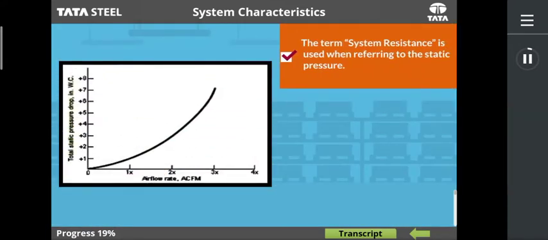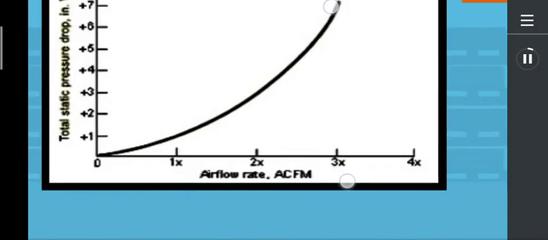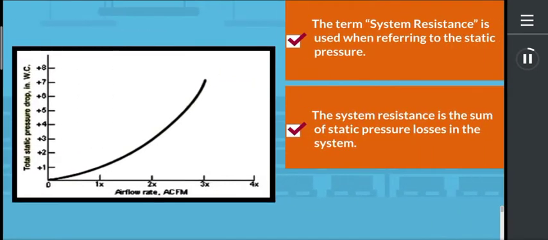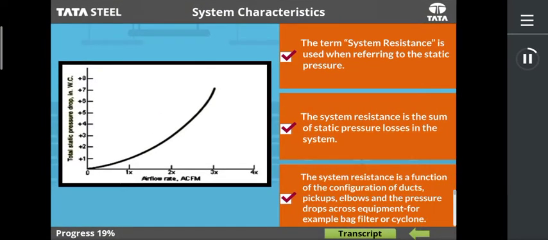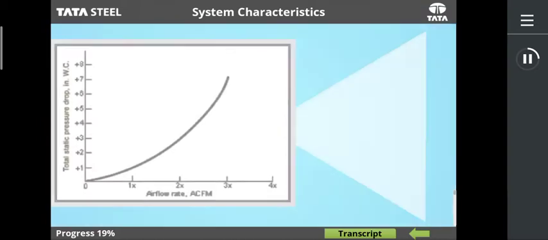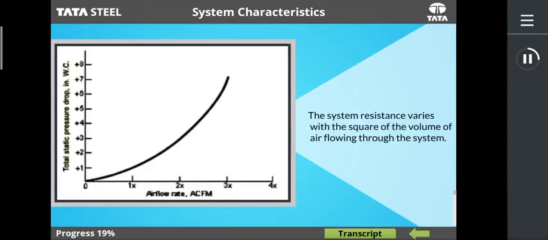The term system resistance is used when referring to the static pressure. The system resistance is the sum of static pressure losses in the system. The system resistance is a function of the configuration of ducts, pickups, elbows, and the pressure drops across equipment, for example, bag filter or cyclone. The system resistance varies with the square of the volume of air flowing through the system.